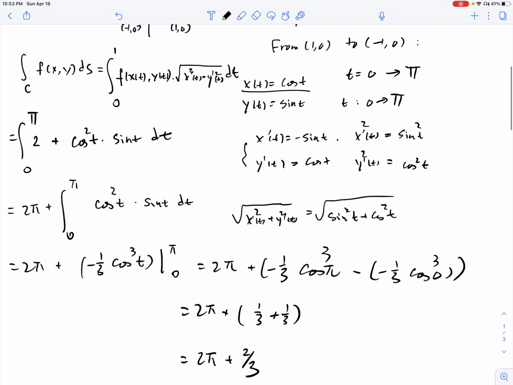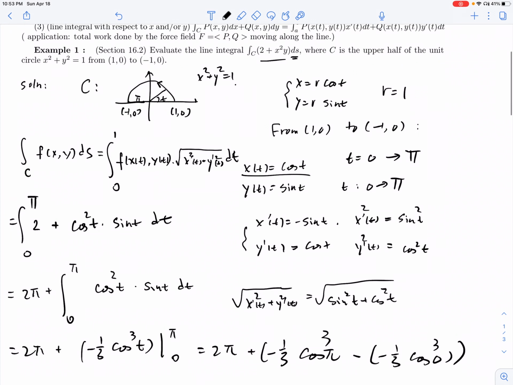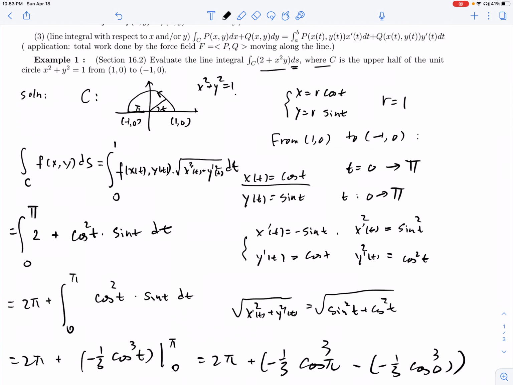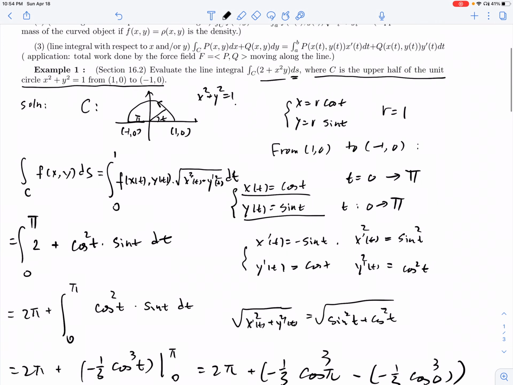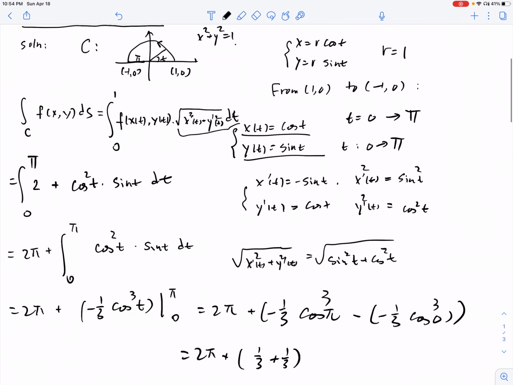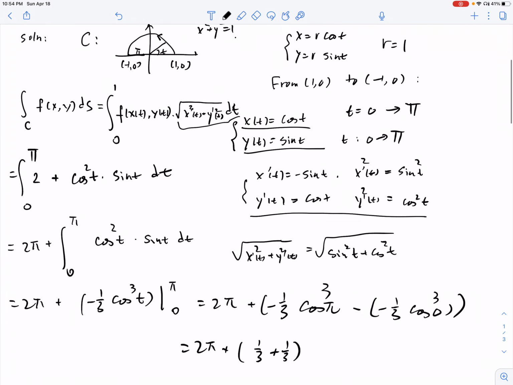So let's look back at what we have done over here. We are given a curve, and we use polar coordinates to parameterize it. Because this is the first type of line integral, we need to calculate ds, and ds is this part, the arc length, and then we do the computation, and then we integrate. Okay, so this is one example.